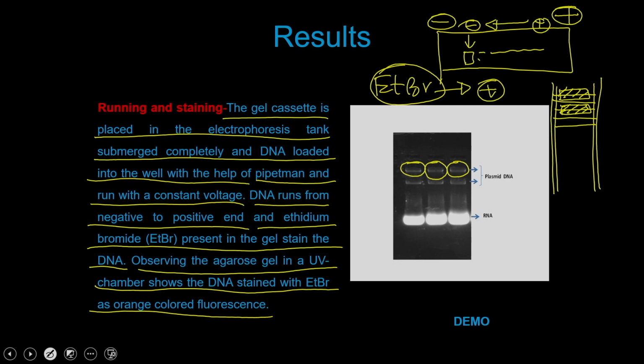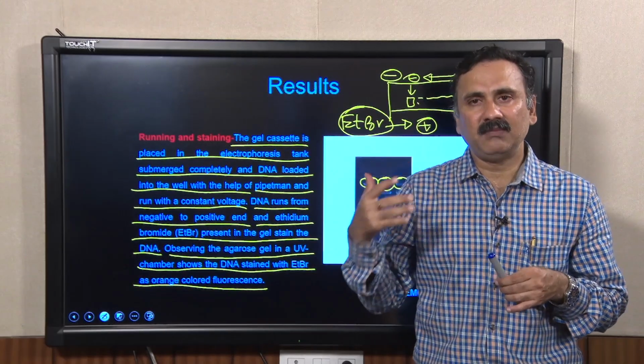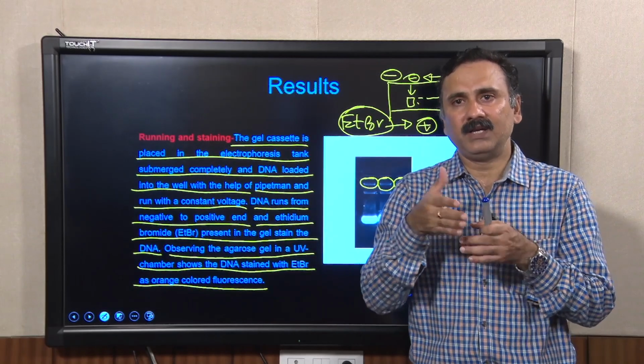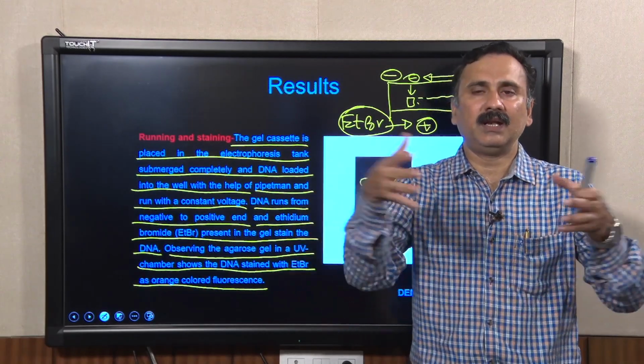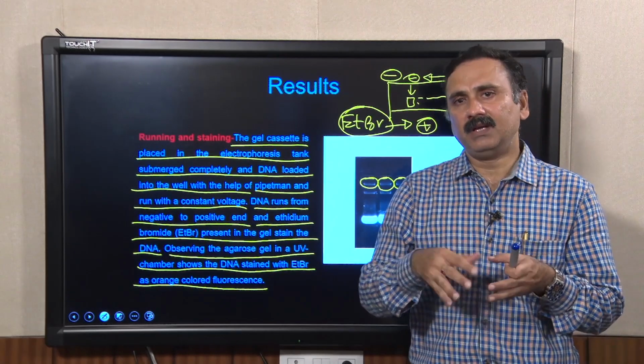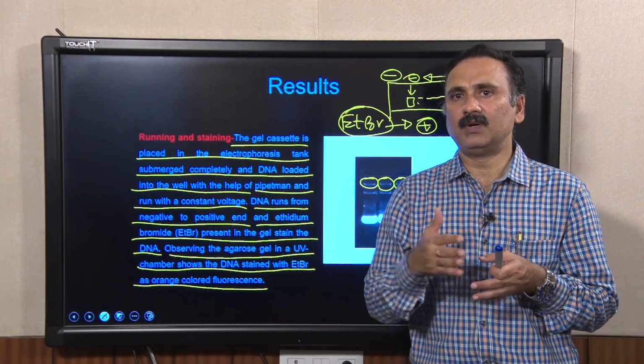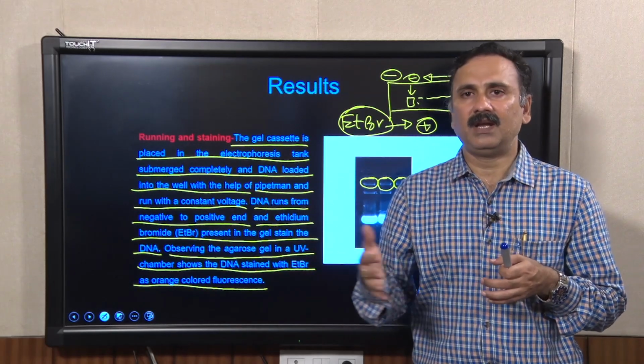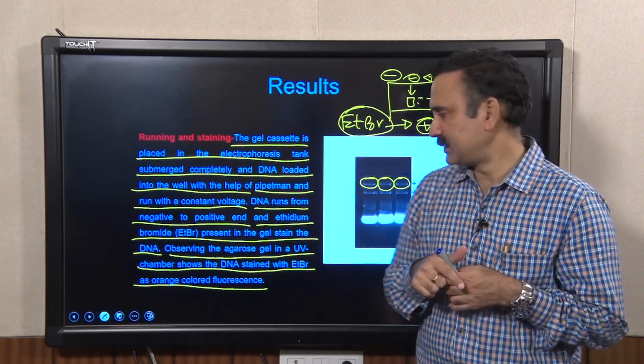There is no destaining step required, because the ETBR only gives the fluorescence when it interacts with the DNA and intercalates within the bases. That is why no destaining step is required, because the ETBR which is not interacting with the DNA does not give the orange fluorescence.